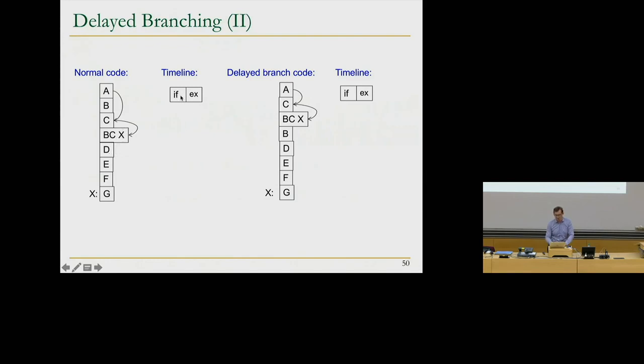Let's take a look at the timeline of execution here in a pipeline machine with two stages. And later we're going to look at the delayed branch code with a single delay slot. So I fetch instruction A. In the next cycle, I fetch instruction B. In the next, so you know how pipelining works. So in the next cycle, I fetch instruction C, and the older instruction gets out.